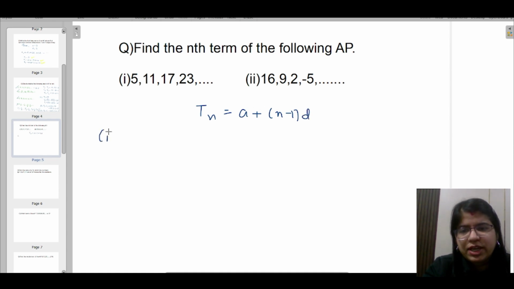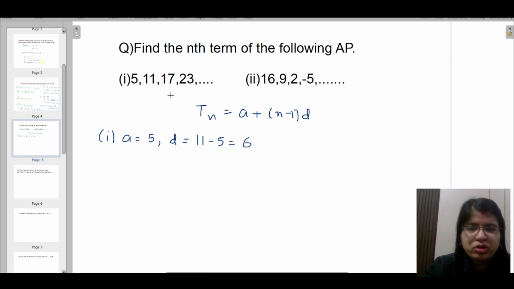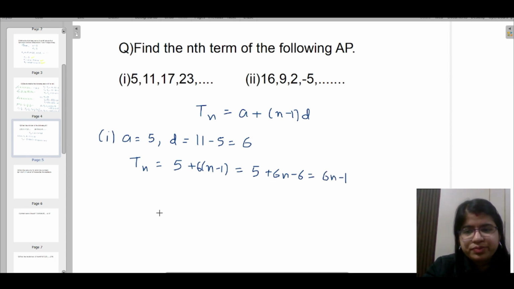So for the first question, a is how much here? 5. And d is how much? It's already given that it's in the form of AP, so the common difference will be the same. So we will have 11 minus 5, which is equal to 6. Okay, 17 minus 11 is also 6. So Tn will be how much? 5 plus (n minus 1) into 6. When you further simplify, we will have 5 plus 6n minus 6. So we have 6n minus 1.